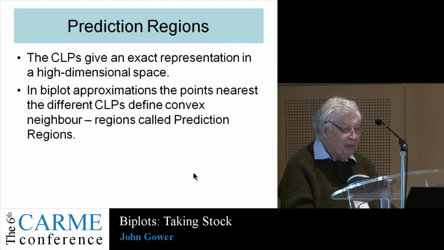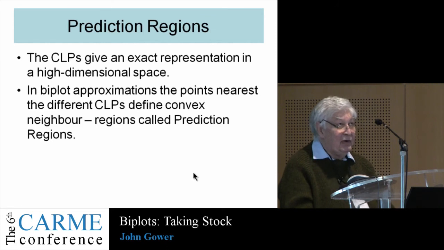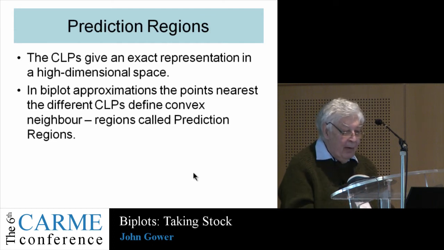Now, the category level points give an exact representation in some high-dimensional space. Biplots, of course, are approximations, so you have to define what you mean by this approximation. Now, I said the category level points in the full space define nearest neighbor regions. If you're using a projection method, you have to slice through all these nearest neighbor regions, and that cuts off convex areas, and you have to know how those convex spaces are represented in the approximation space, and this can be done. And I call those things prediction regions.